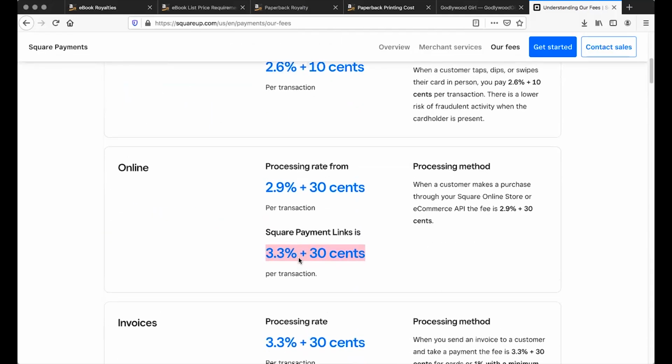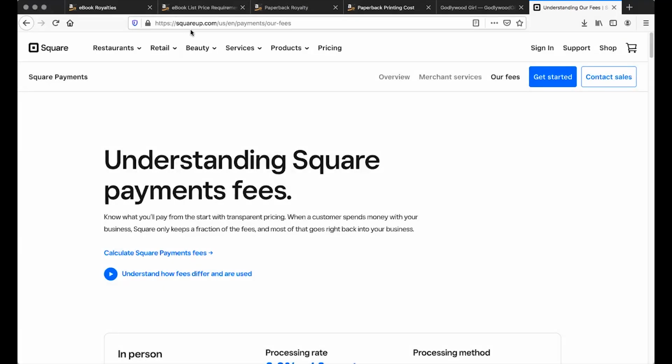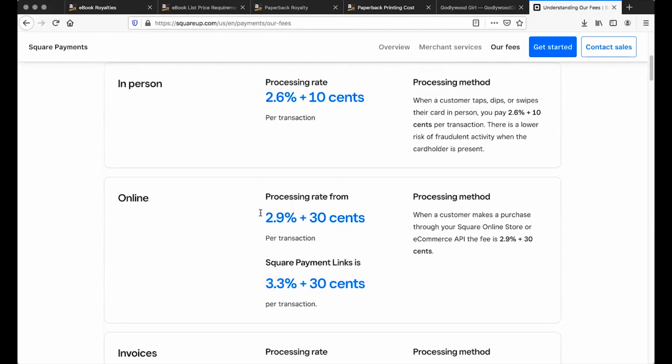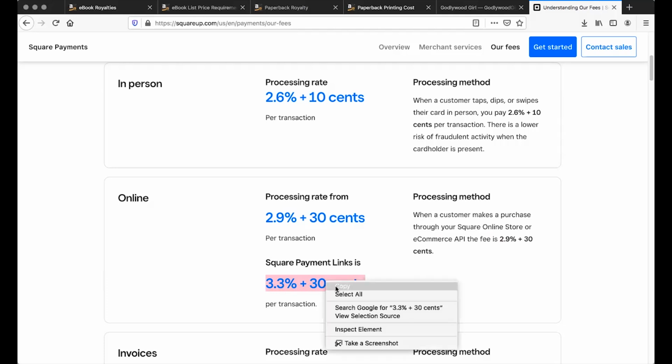So if you scroll down, this link is squareup.com/us/en/payment/r-fees. Scroll down, it'll tell you how much you're gonna make. Now it's really 2.9% plus 30 cents when people make a purchase through your online Square store, but just for kicks, let's use the higher amount. This is if you send a direct link. They say 3.3% plus 30 cents. We're going to use this formula. So I'm going to copy this.